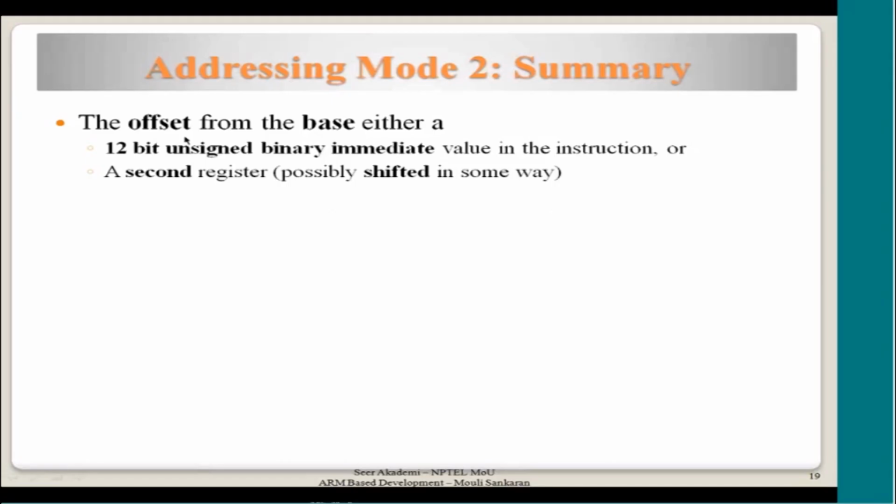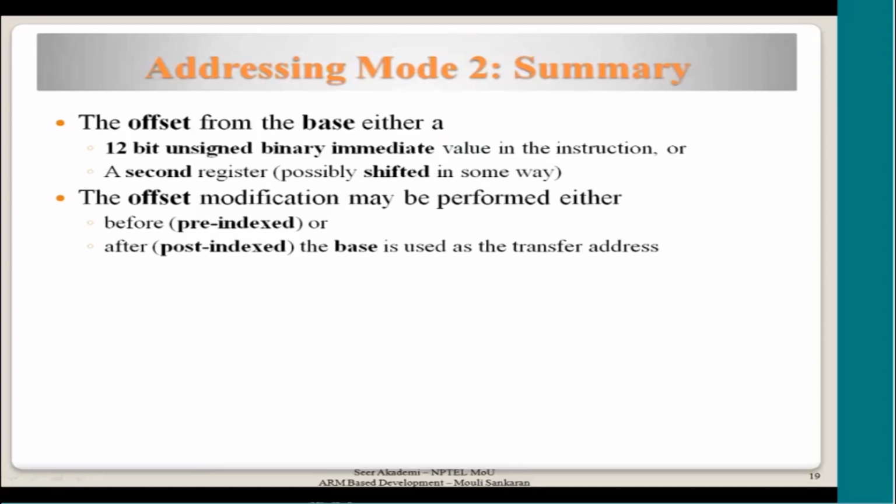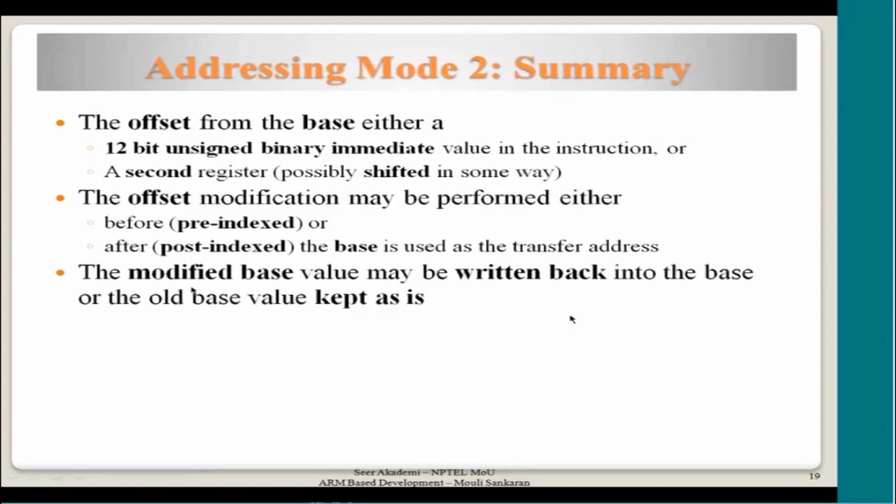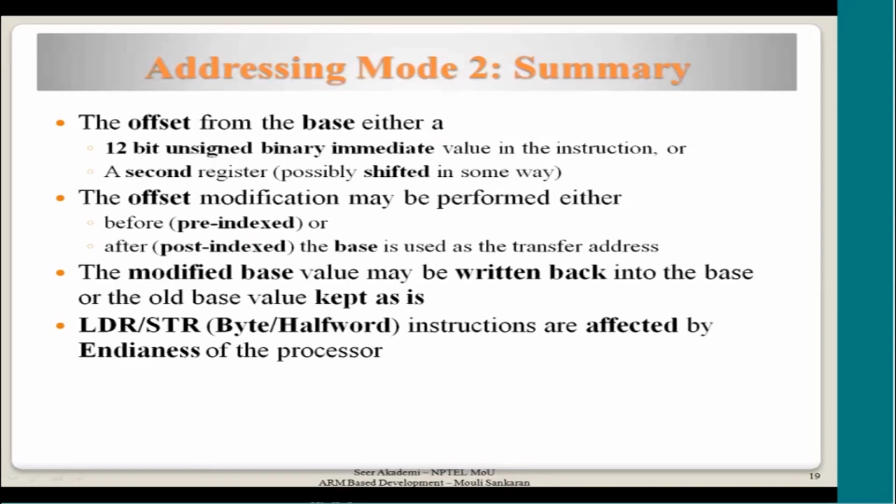Offset from base, either 12-bit unsigned binary or a second register. Offset could be a pre-index or post-index base from the base. Okay. Modified base value may be written back into the base or kept as is. And LDR STR has a byte offset which is affected by the endianness of the processor.